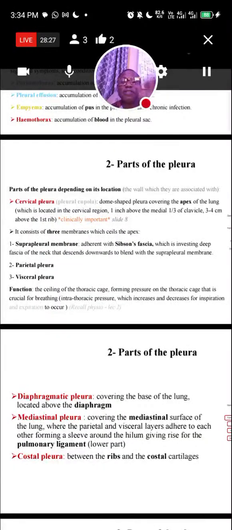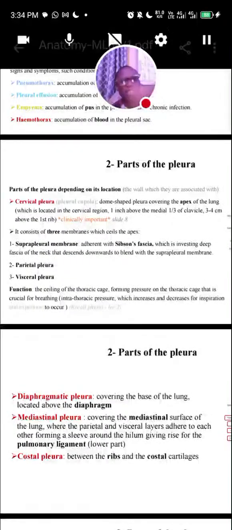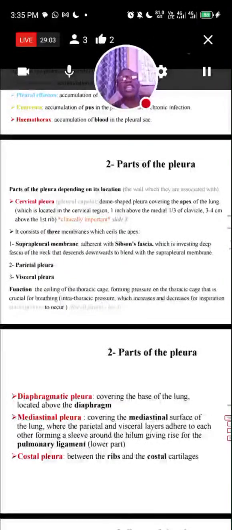Then we talk about the five clinical significances of the pleura. We said PHEP. P for pleuritis, inflammation of the pleura. H for hemothorax, when blood comes into the pleural sac, that potential space. E for empyema. All right, you say it, open your mouth, say it. That's how you practice: empyema.